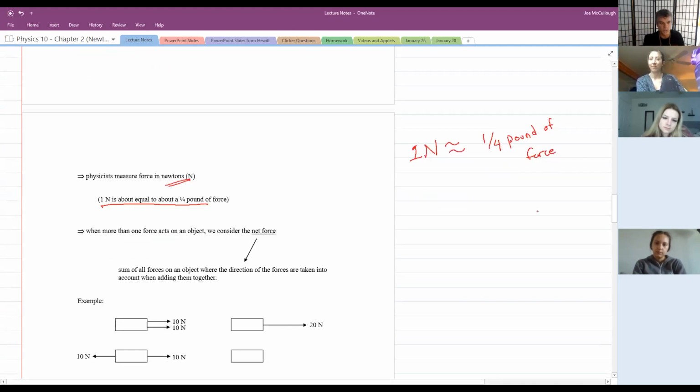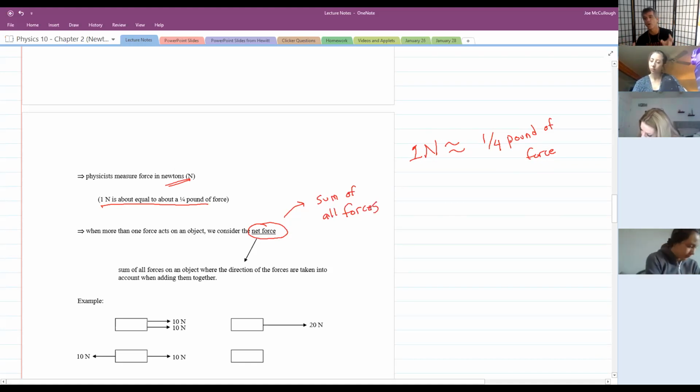So the last thing I'll say to sort of end here is when more than one force acts on an object, what we have to consider is what's called the net force. And this is the sum of all forces. And a force is something called a vector, which means in order to describe it completely, I need to know the direction the force acts.